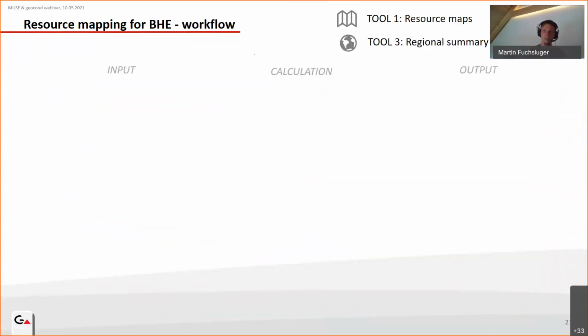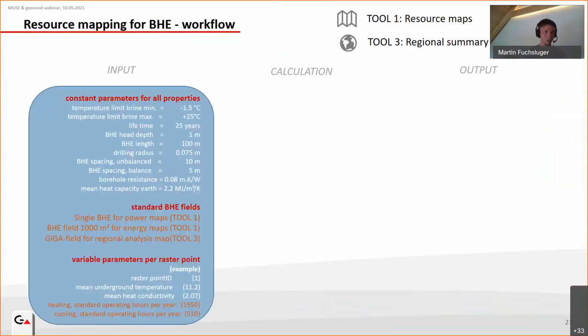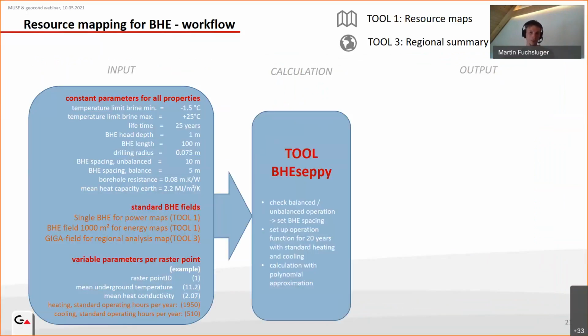And now I think we have to hurry on. I show you the calculation for the maps is a little bit different. We also use the tool SEPI, but with slightly different inputs. So we fix 3 scenarios of borehole fields. One is a single BHE, one is a field with about 1,000 square meters, and the other is a really big field. This is just for tool 3 for the general summary.